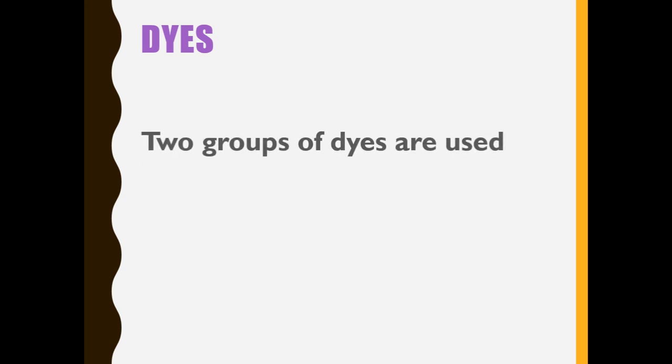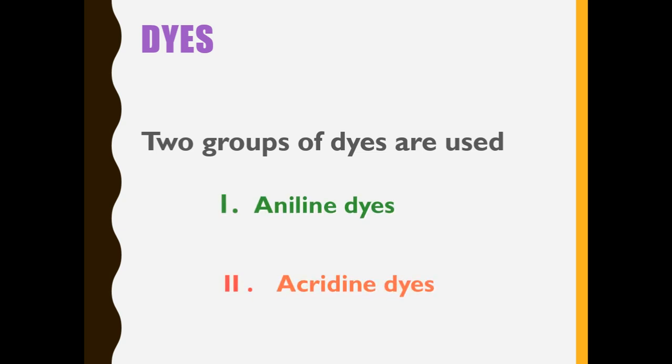As far as the dyes are concerned, we know about them mainly from the staining method, where we are using mainly two types of dyes. There are two groups. The first one is the aniline dyes, and the second one is the acridine dyes. We know about the staining of the bacterial cell, but in addition to this, they also have activity against bacteria. First, we will see about the aniline dyes.